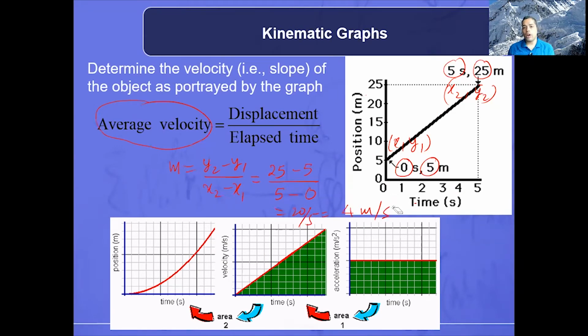So 4, right? It's the 4. So how do I know the unit is meter per second? I wrote it there. Because y2 minus y1, okay? y2 minus y1, 25 minus 5. So 25 minus 5. What is the unit of 25? Meter. 5 also meter, right? That's why meter minus meter, you get meter here.